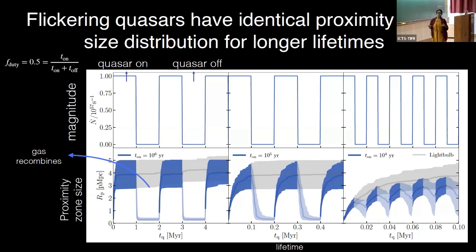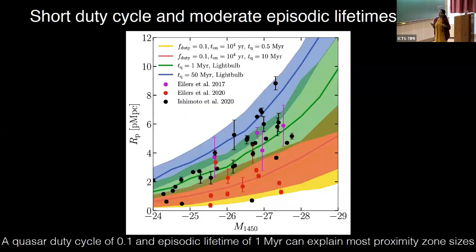Now we study the proximity zone size distributions in such a model for different values of duty cycles and on times. Essentially, all the models that we had so far were duty cycle 1, which assumed that once the quasar is on, it's always on. We then again look at the distribution of proximity zone sizes and find that short duty cycles with short on times can cover these small proximity zones that required very small lifetimes earlier.